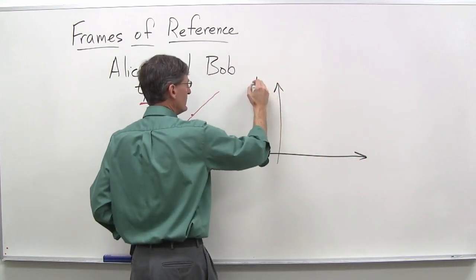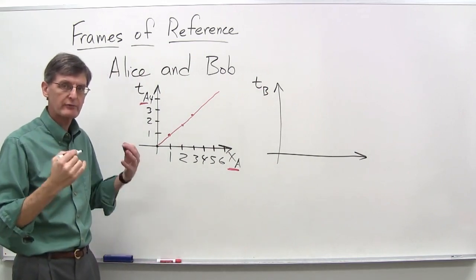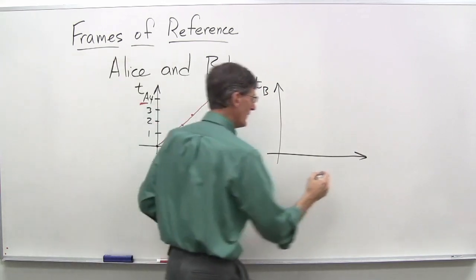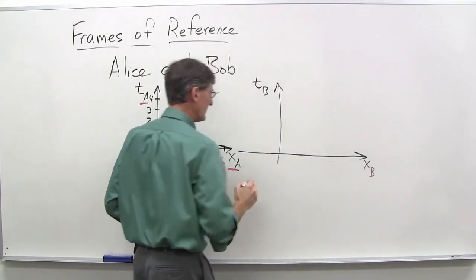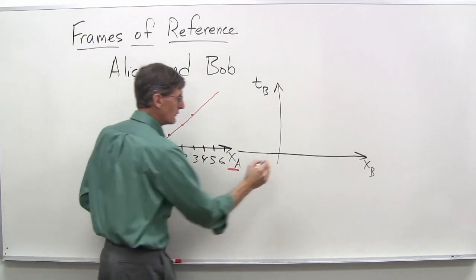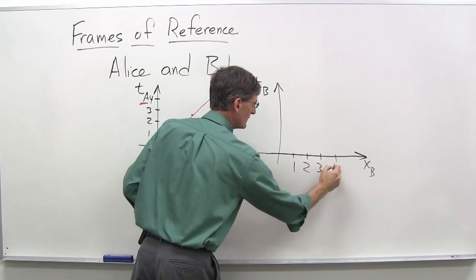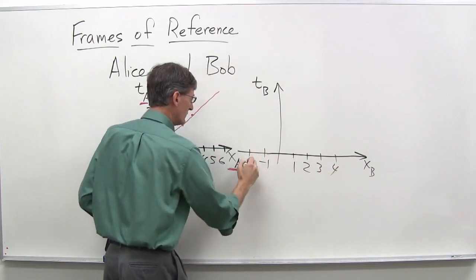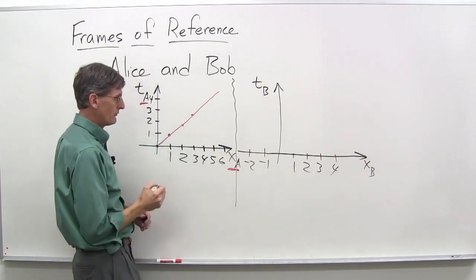And we'll label this T sub B, because this is Bob's perspective, Bob's frame of reference. And this is X sub B. And actually, in this case, we needed some negative values here, but we'll put these in. Right, 1, 2, 3, 4, -1, -2, and now we're running into Alice's plot there.